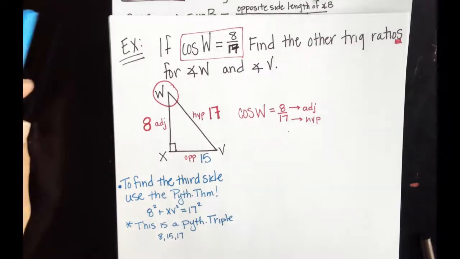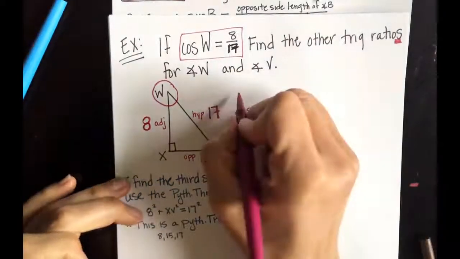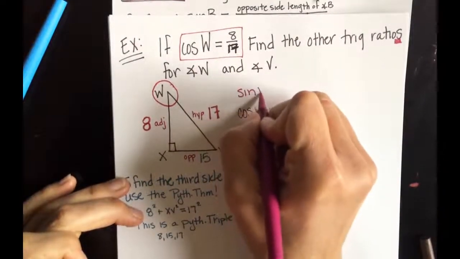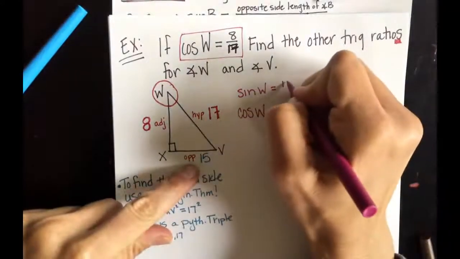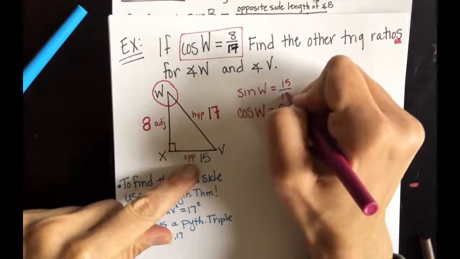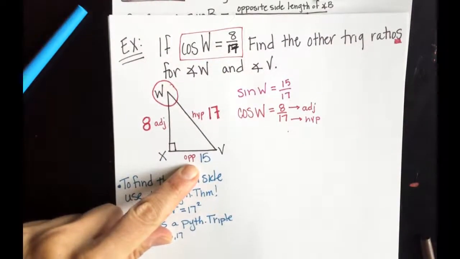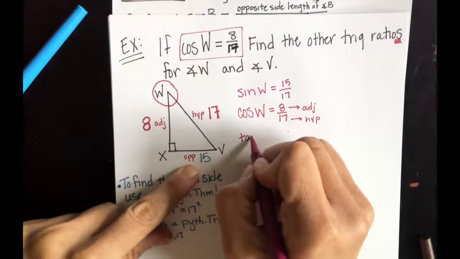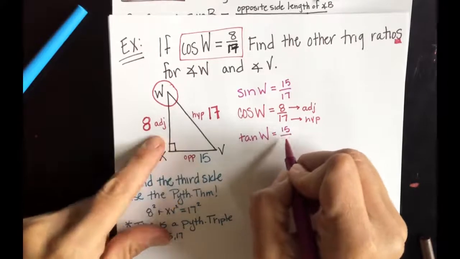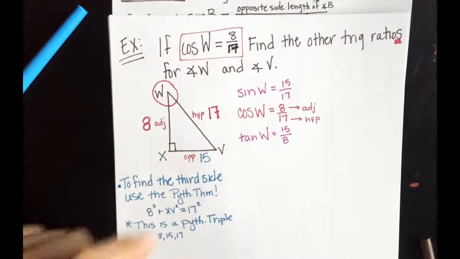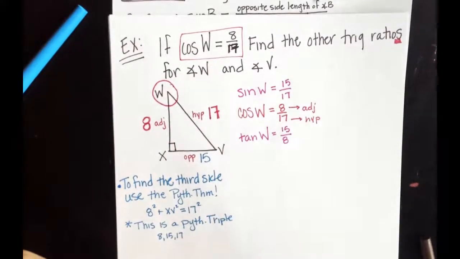So if I want to finish here, sine W is opposite over hypotenuse. There's no way to simplify, so we're done. And tangent W is opposite over adjacent. And it's a ratio, so you leave it as is. We don't make mixed numbers for ratios.